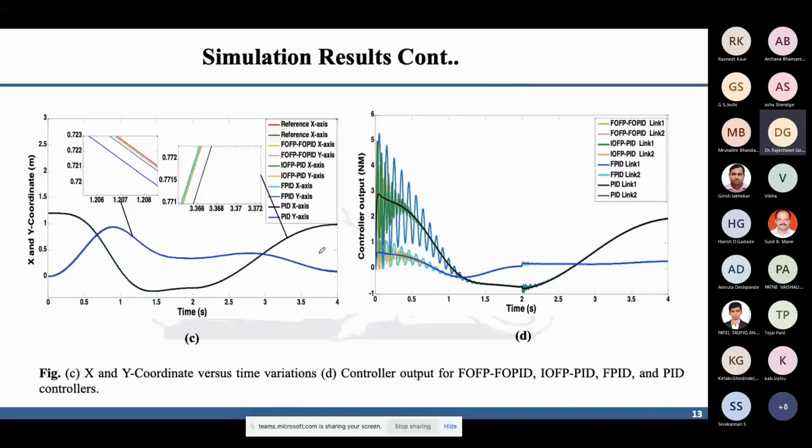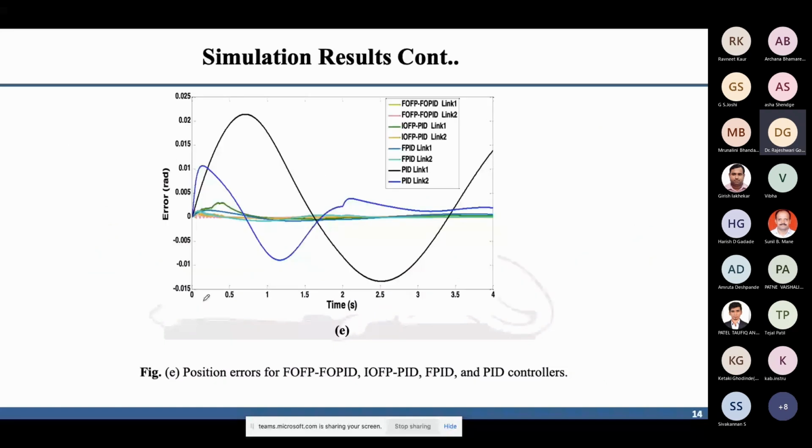And this is the control output with respect to time. What kind of fluctuation we are observing in the control output of the fuzzy, the PID, and all the controllers, we are getting likewise. This is your position error, lesser for the proposed controller and larger for the conventional one.